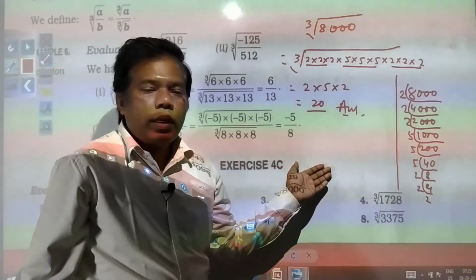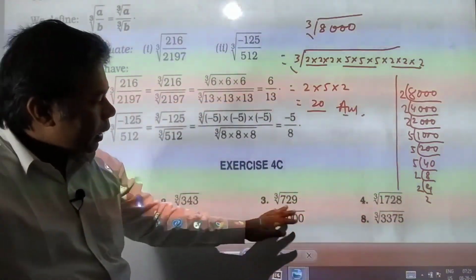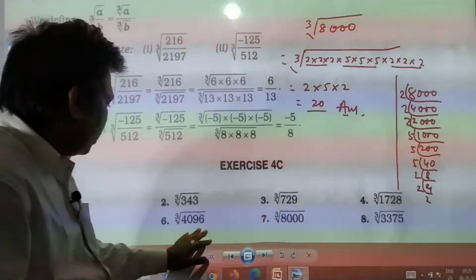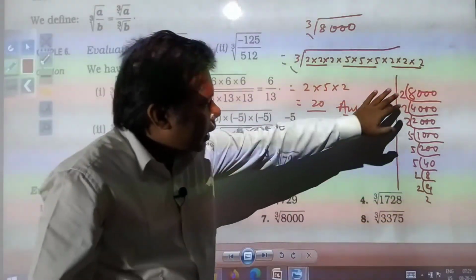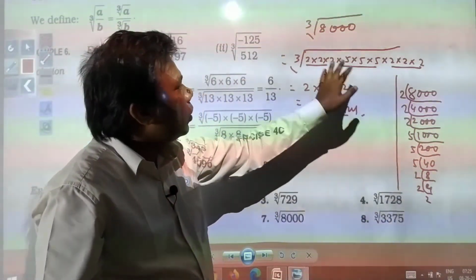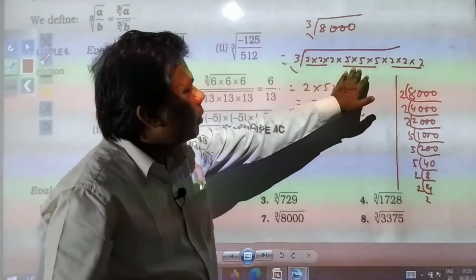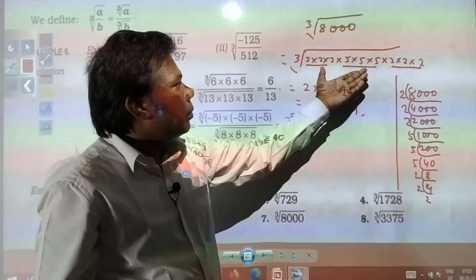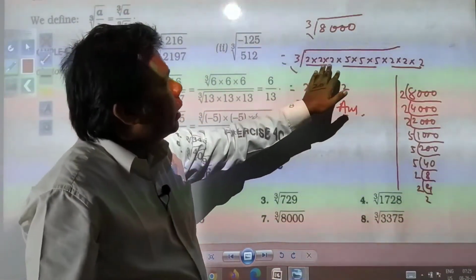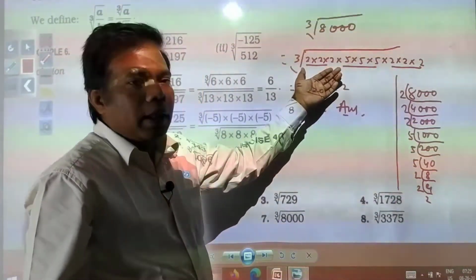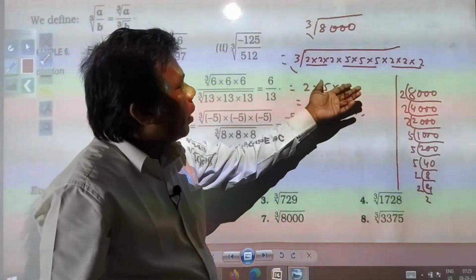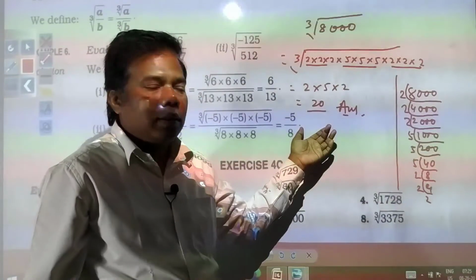So in this way, for all the numbers that are given, you need to do prime factorization, then express the number as a product of its primes, and then look for triplets. The product of those triplets will be your answer.